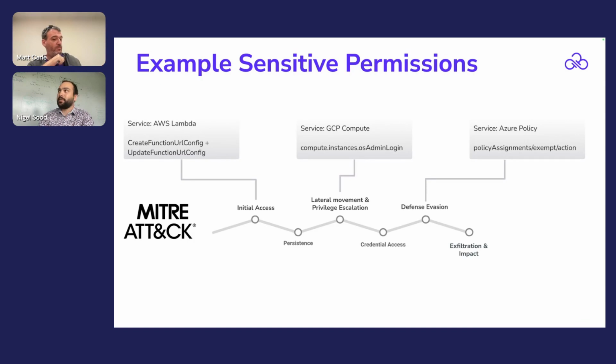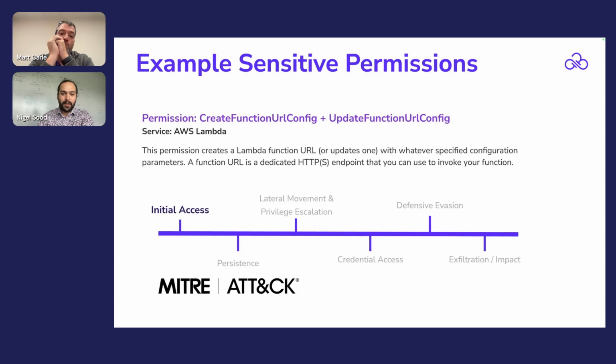Sure. So we've talked a little bit about sensitive permission usage. Let's dive into some specific examples so you can get a bit of a better understanding of what types of permissions are sensitive and why. So again, we'll work through some different MITRE tactics, some examples from different clouds, and then we'll go on to talk about what you can do with those afterwards. So the first one I'd like to talk about is from AWS Lambda, creating function URL configs, updating function URL configs.